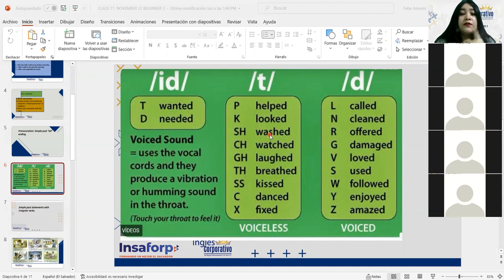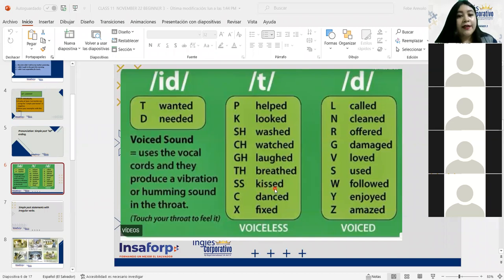Take this information into consideration. Washed is not the same as watched. Right? Aquí relajo un poquito yo más la boca para decir washed, mientras que abajo no. Soy más fuerte, right? Watched. Loved. Breathed. Kissed.